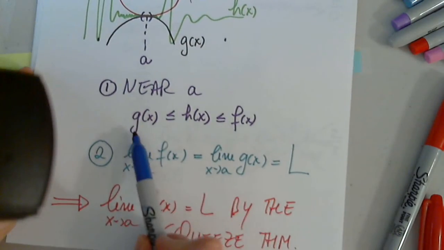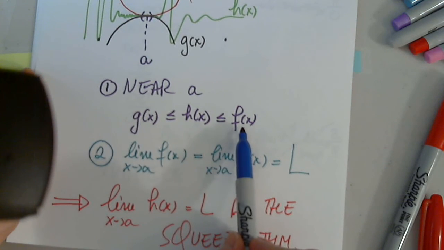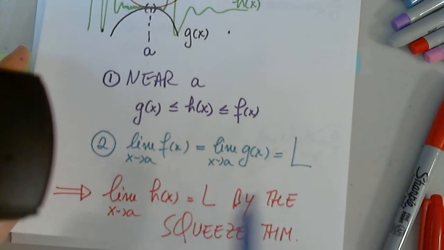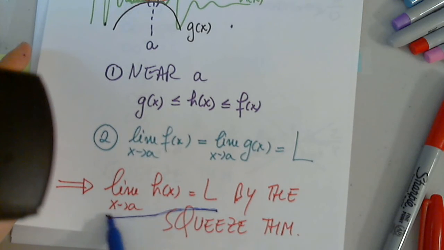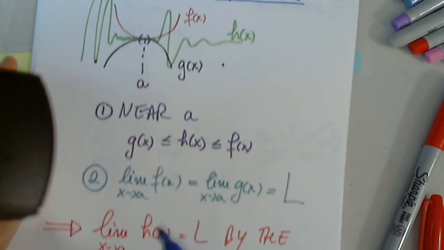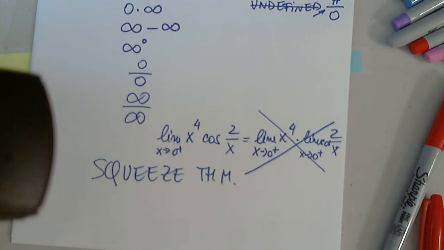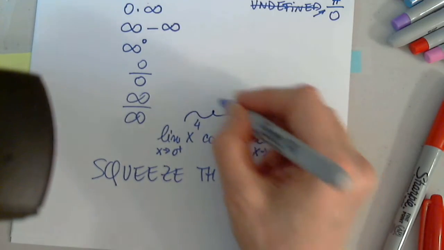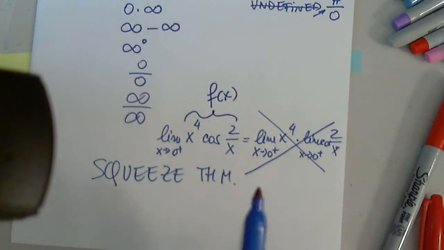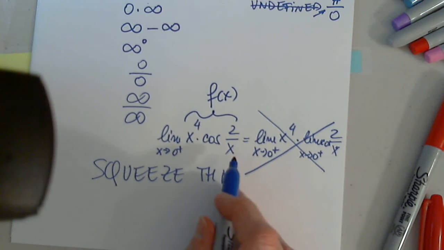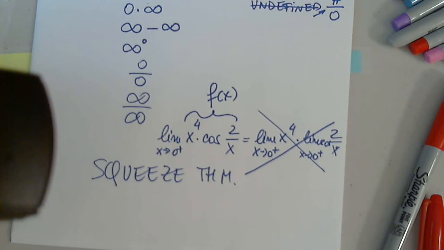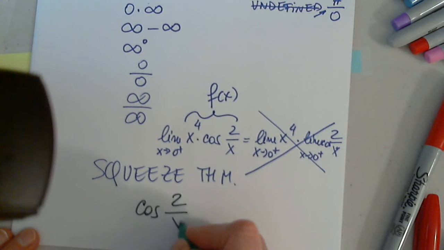But it has 2 parts. If I don't show this, and if I don't show this, I cannot conclude this. So first I have to focus on this first part, first hypothesis. So let's focus on that. So this is our function f of x. It's basically a product of 2 functions. I will start with cosine. So cosine 2 over x.